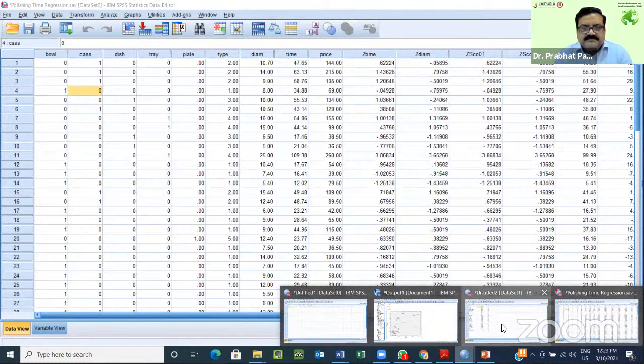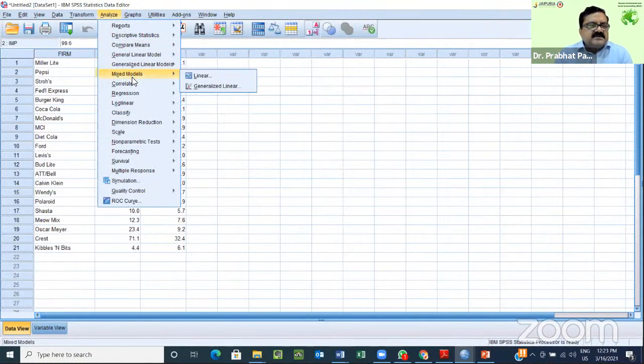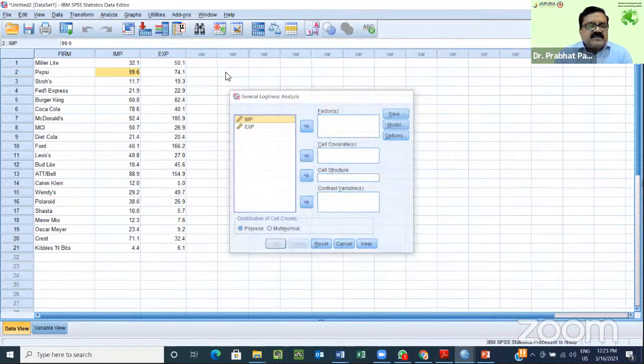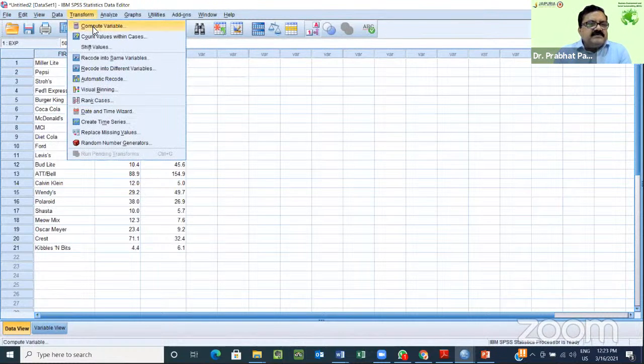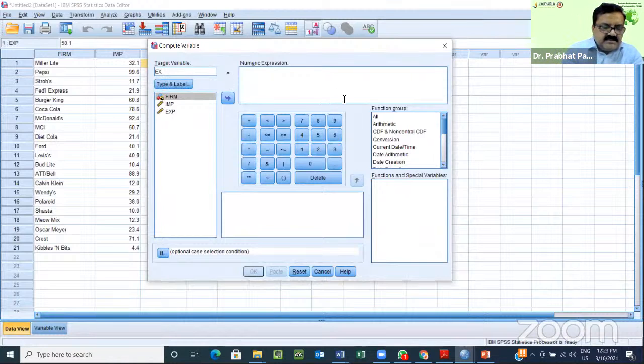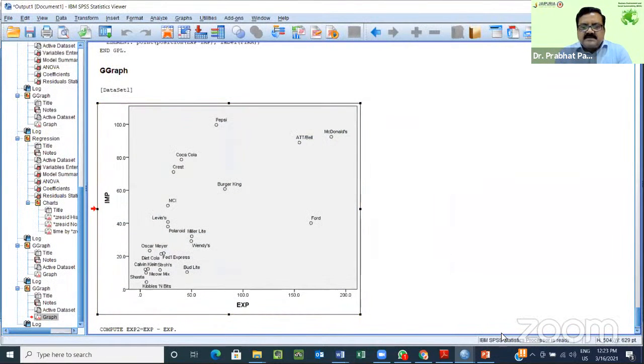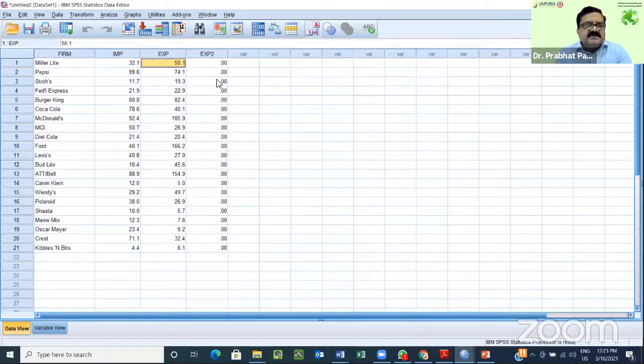So let me see. We go to analyze. In order to find out the regression, we need to calculate one more variable, which is going to be the x square variable. So which one is the square? Expenditure is our independent variable. So we go to transform, compute variable, and we say give me exp square, and calculate exp square as expenditure multiplied by expenditure. So give me expenditure square. If I go to the data set, the expenditure square is calculated.